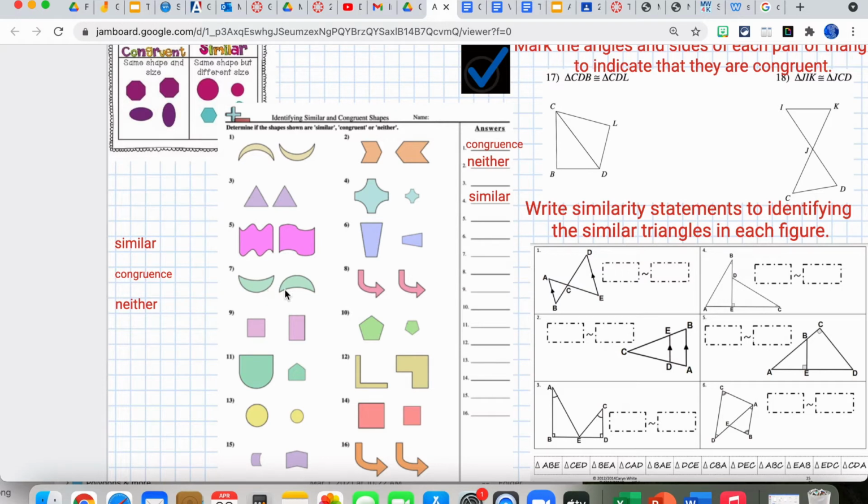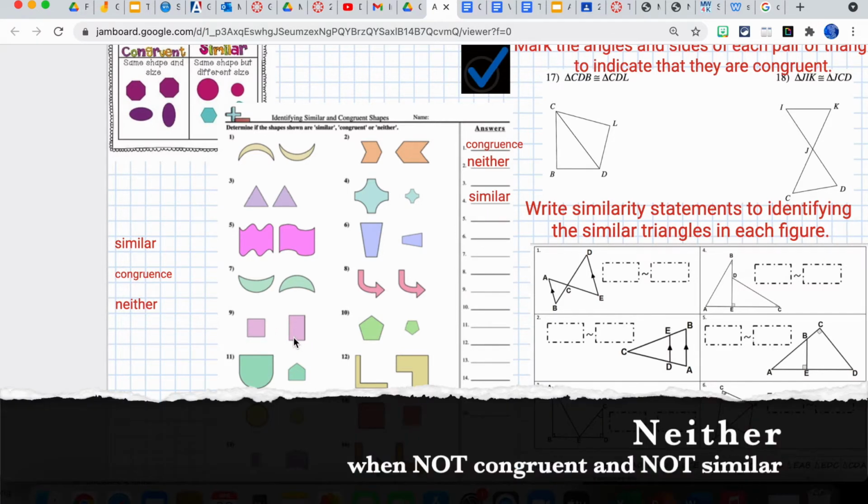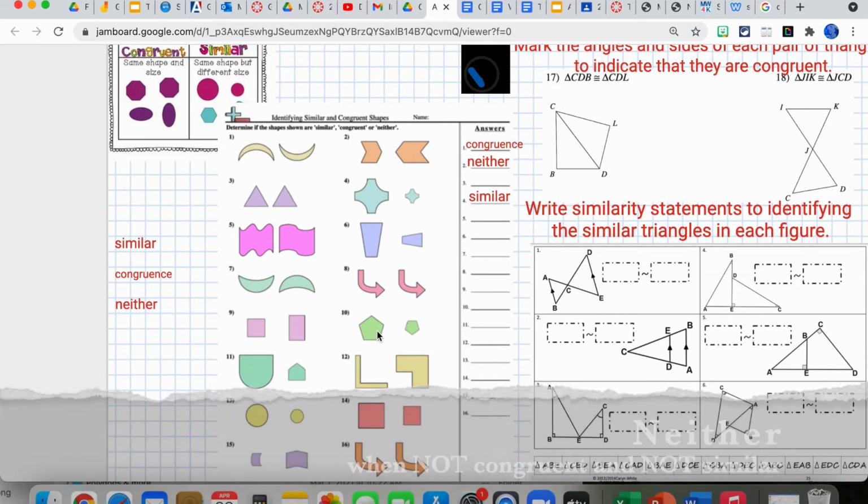Number seven, congruent. Eight, congruent. Nine, neither one. This is a square, this is a rectangle. They're not similar, they're not congruent. Neither one is the answer.